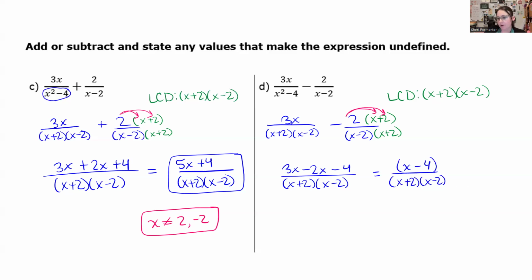So we're done. But we still have to identify what x is not equal to. X is not equal to what, or x cannot be what two values? Yeah, -2, +2, doesn't really matter the order.